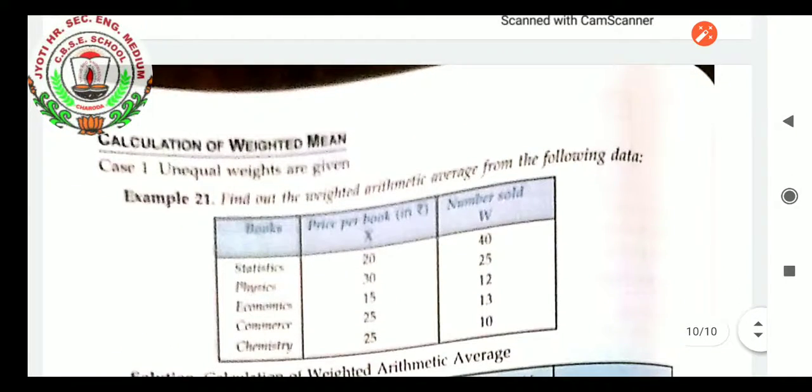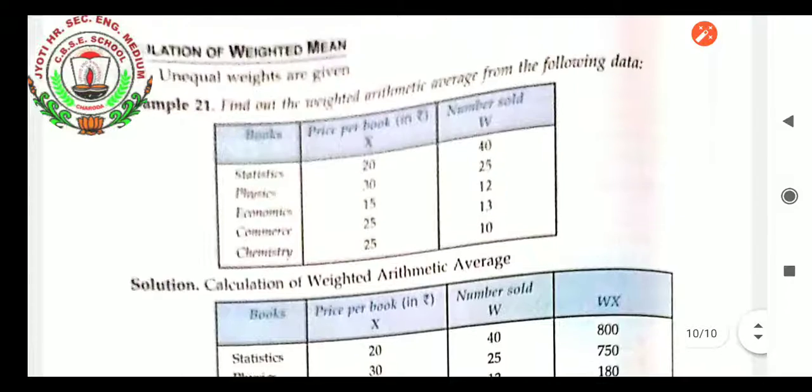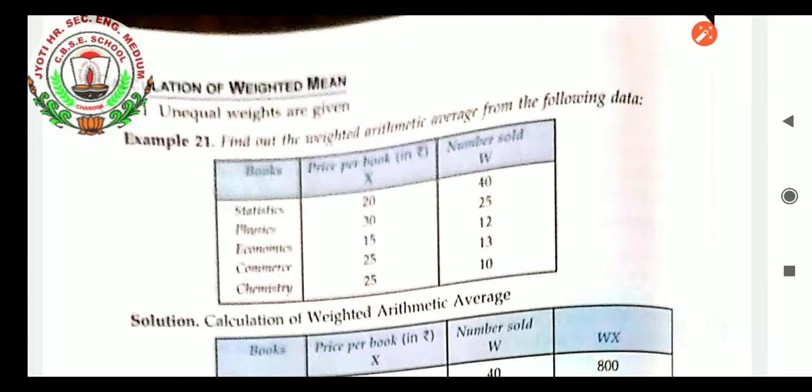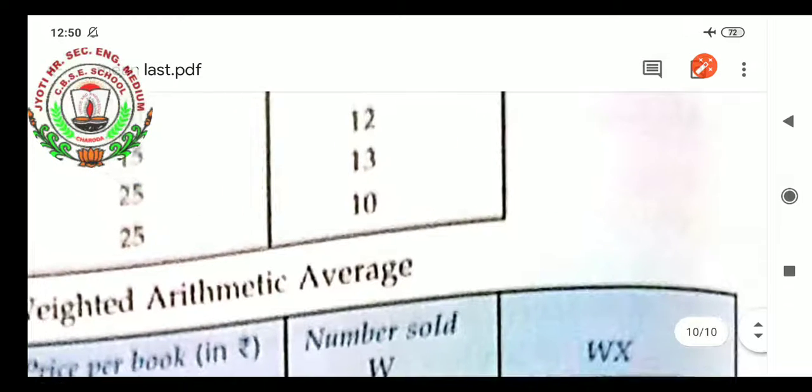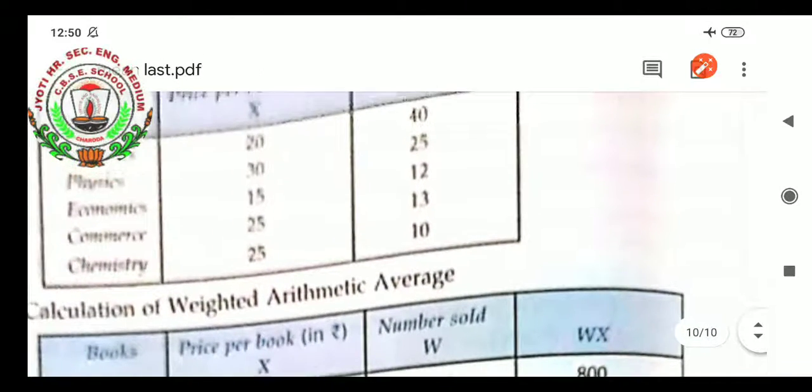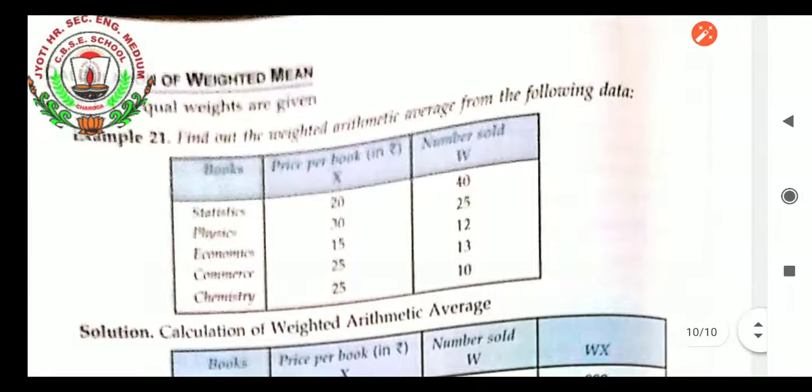Okay, for the calculation of weighted mean, I will show one question and then the chapter will be over. Find out the weighted arithmetic mean from the following data. Books: statistics, physics, economics, commerce, chemistry, with prices 20, 30, 15, 25 and 25. How will the weight be given? Number of books sold, the weights: 40, 25, 12, 13 and 10.